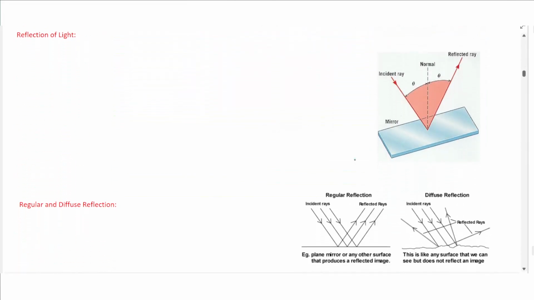Now, light follows the same rules of reflection. When reflecting light, there is an angle of incidence between the incident ray and the normal, and the angle of reflection between the reflected ray and the normal, and the angle of incidence is equal to the angle of reflection, as always in waves.